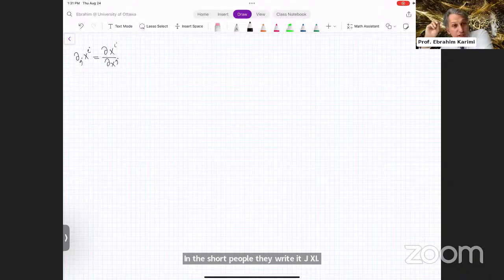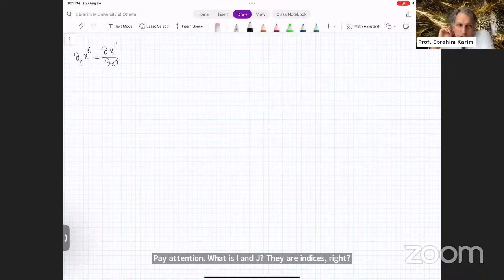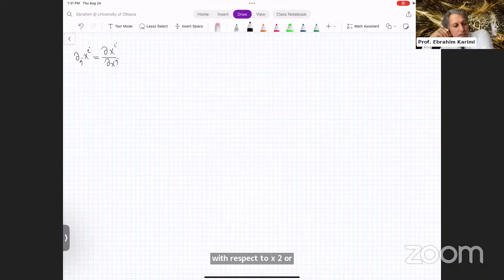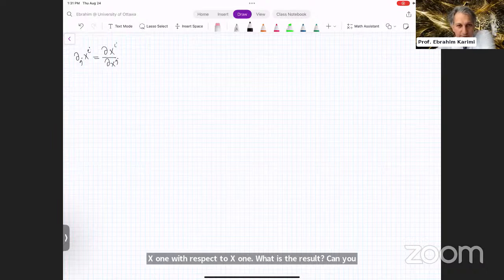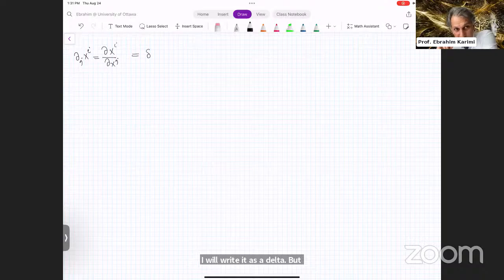Pay attention. What are i and j? They are indices, right? So they can change from 1 to 3. So you can take the derivative of x1 with respect to x2, or x1 with respect to x3, x1 with respect to x1. What is the result? Can you write in the Q&A? Kronecker delta. Lovely. I will write it as a delta, but now pay attention to where the indices are located.